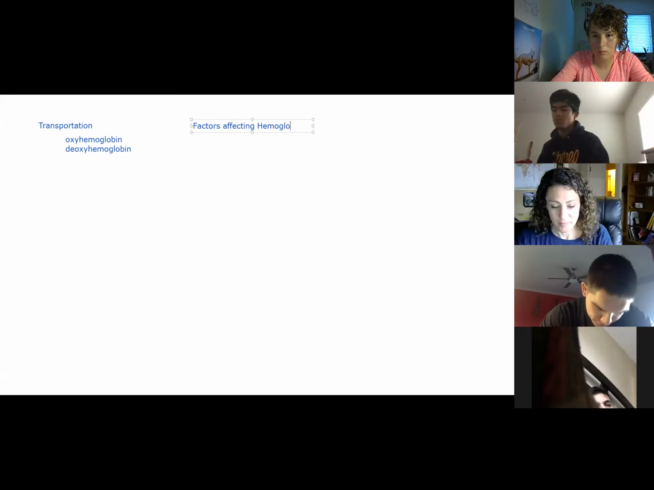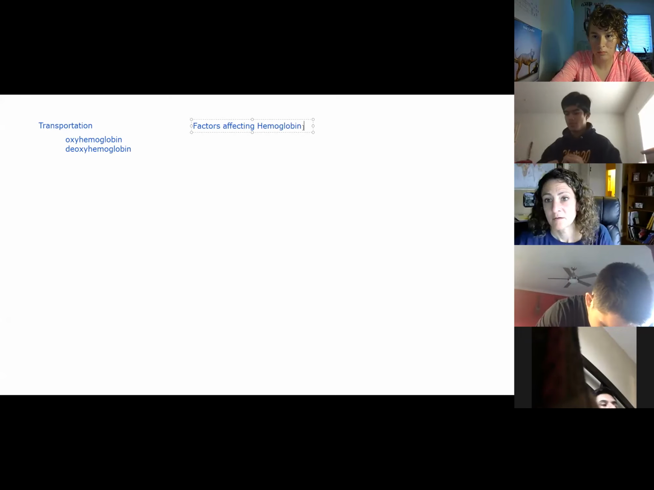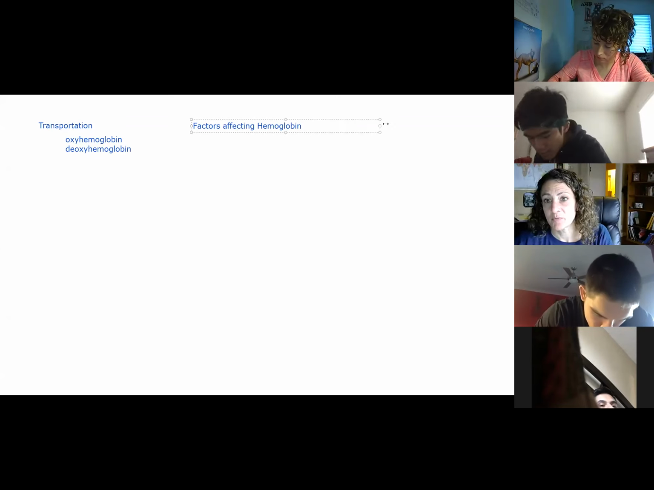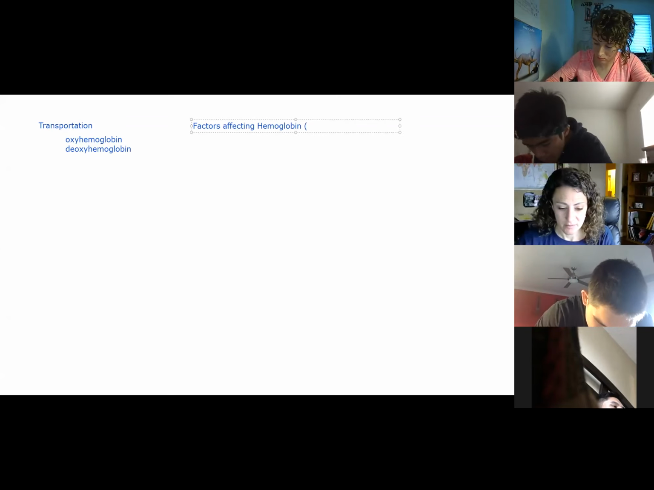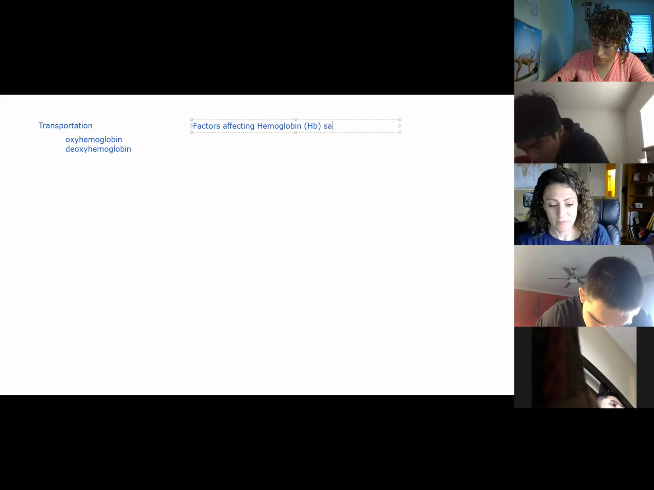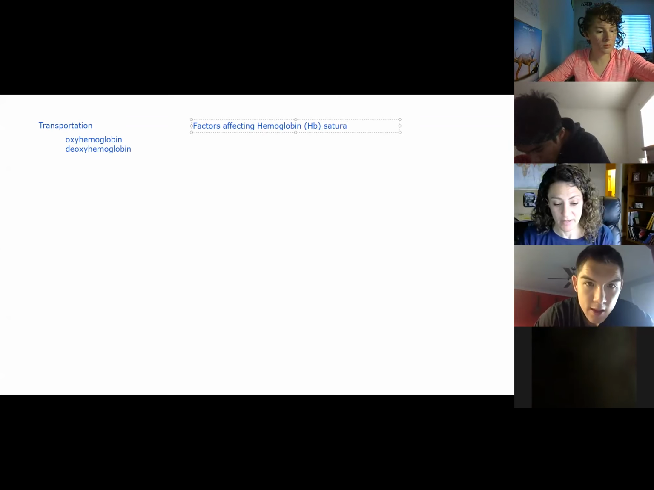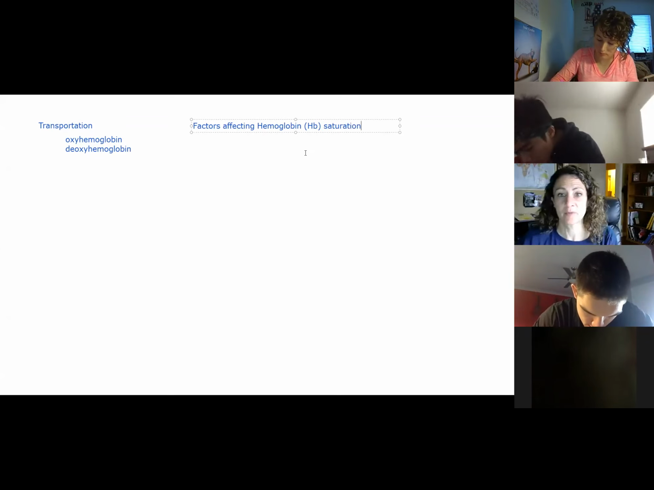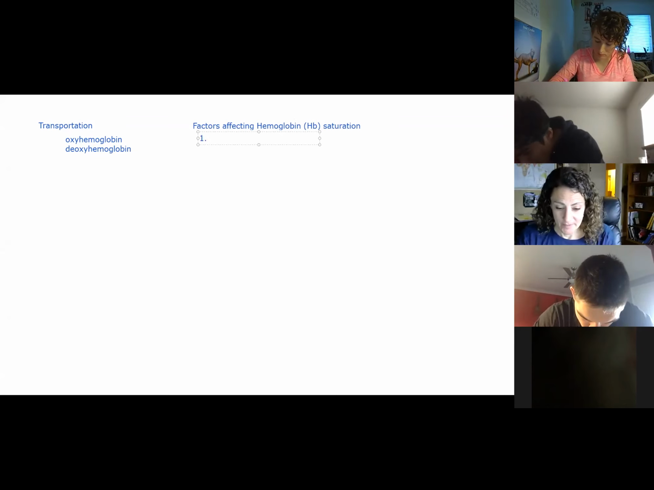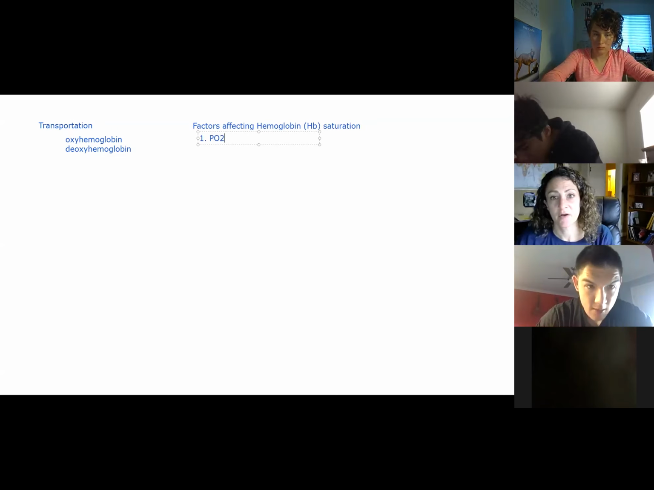And we're going to talk about factors affecting hemoglobin saturation. The abbreviation for hemoglobin is HB, and I will be using that a lot, but you need to write it out on your test, so make sure you know what it stands for and how to spell it. Okay, factors affecting hemoglobin saturation. We're going to have three. First one is partial pressure of oxygen.